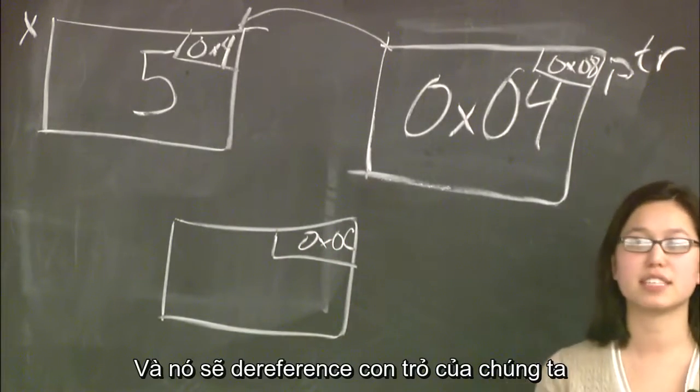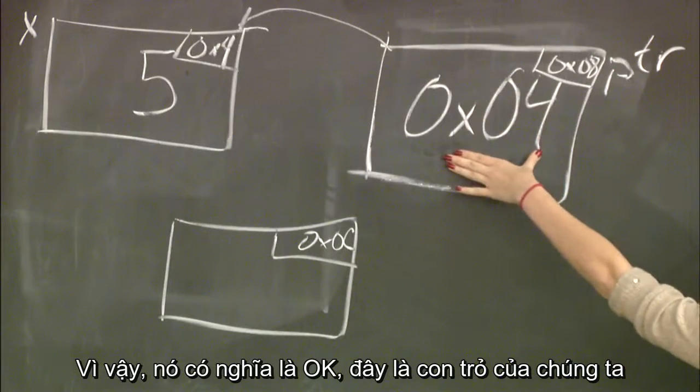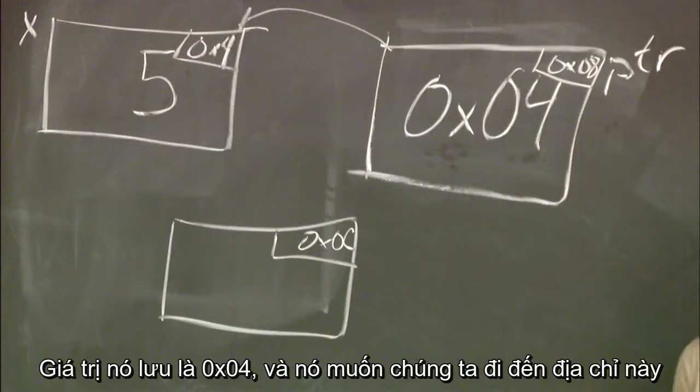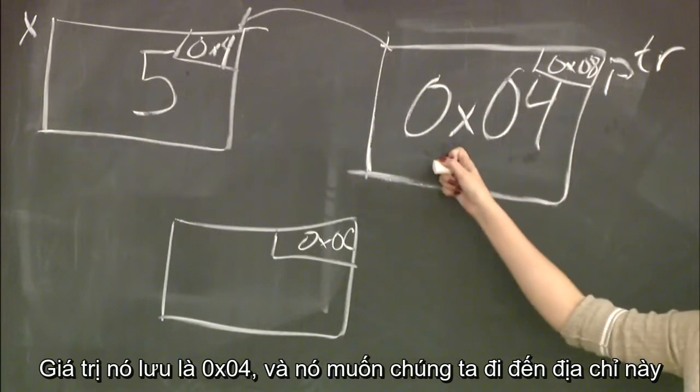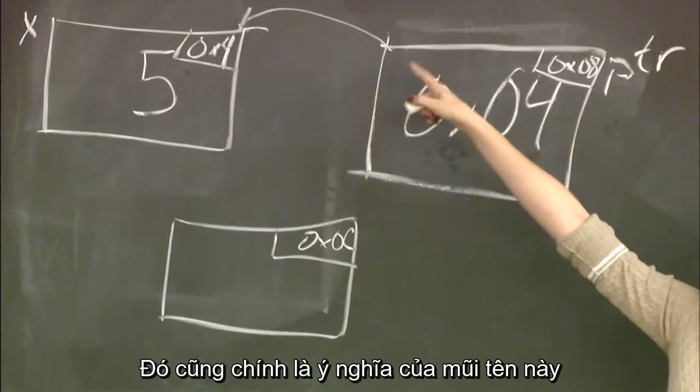And it's going to dereference pointer. So what it's saying is, okay, here's our pointer. The value it stores is 0x04. And what it's saying is, go to this address and tell me what's in it. Right? So that's effectively what this arrow is doing.